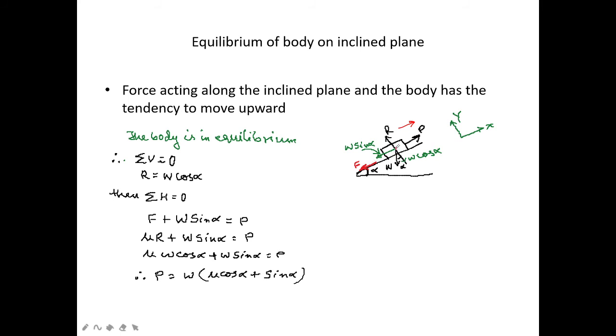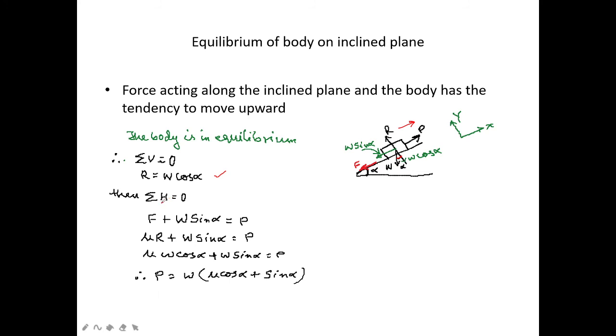Now, what we'll do, we'll resolve the weight of the body into two directions, W cos alpha and W sin alpha, that is perpendicular to the plane and parallel to the inclined plane. Now, if this angle is alpha, we know that this angle will be alpha. So that's why this is W cos alpha and this is W sin alpha when you are resolving this W perpendicular to the inclined plane and parallel to the inclined plane. Now, if you apply conditions of equilibrium on this body, then what we'll get? We'll get sigma V equal to 0, and that means R equal to W cos alpha.